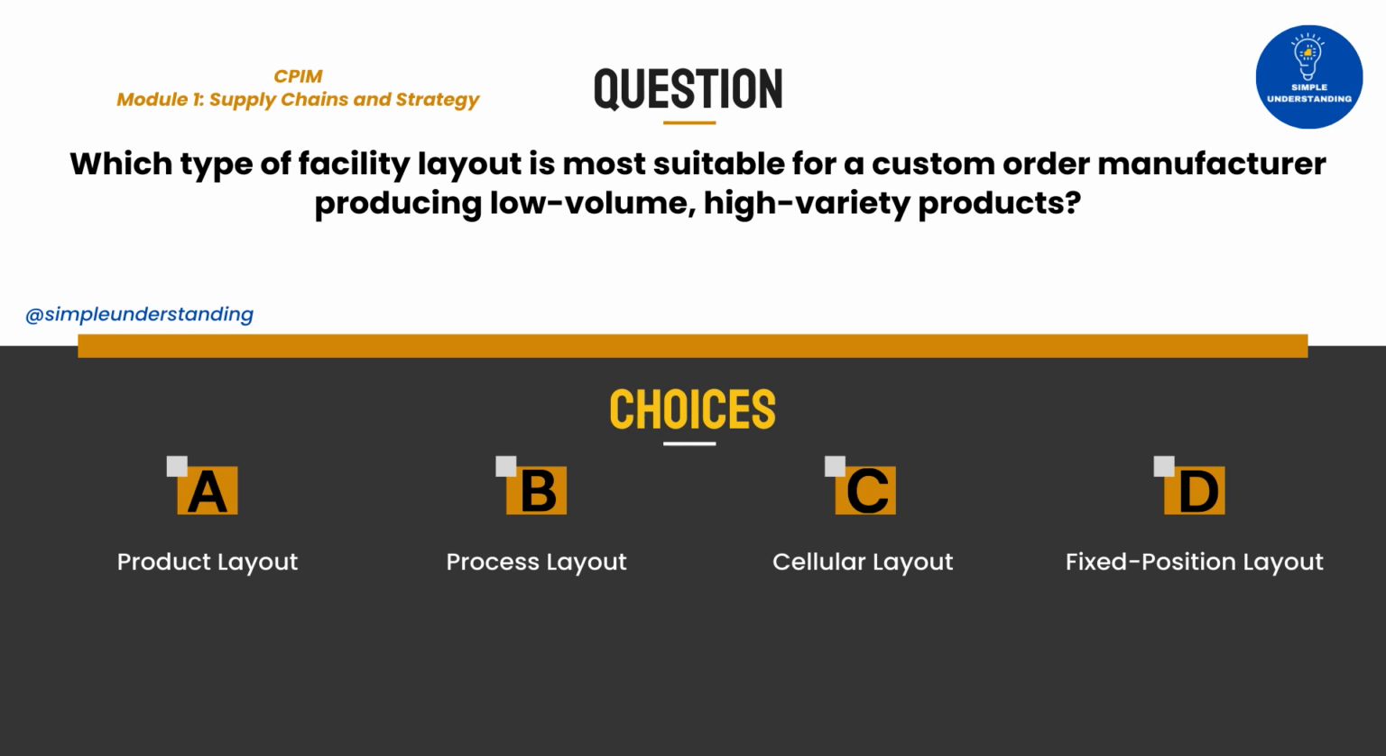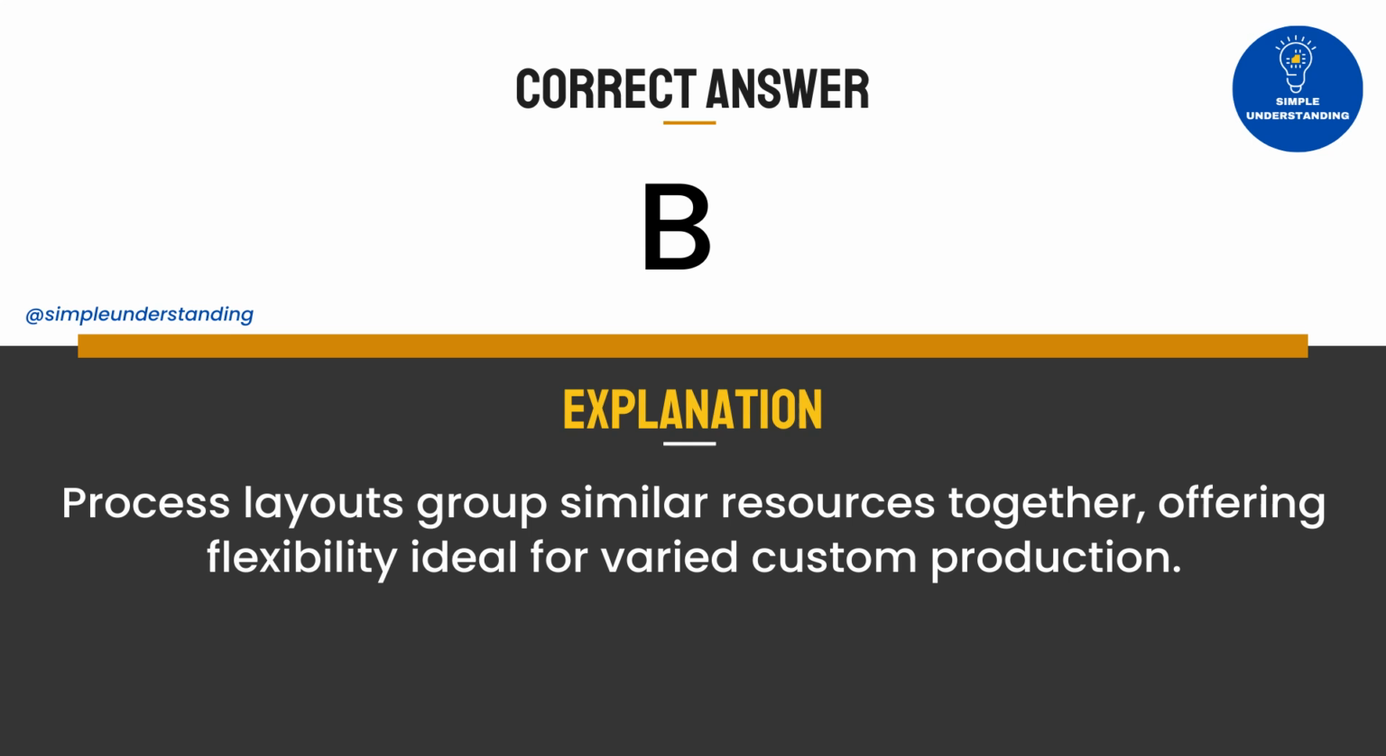Question 7. Which type of facility layout is most suitable for a custom order manufacturer producing low-volume, high-variety products? A. Product layout. B. Process layout. C. Cellular layout. D. Fixed position layout. Correct answer. B. Explanation. Process layouts group similar resources together, offering flexibility ideal for varied custom production.